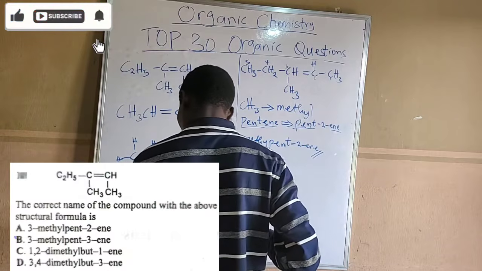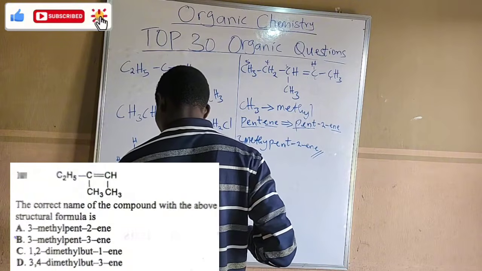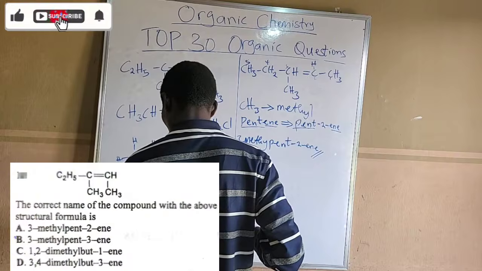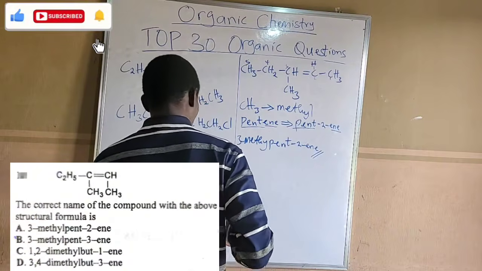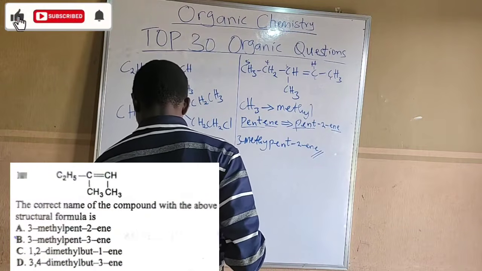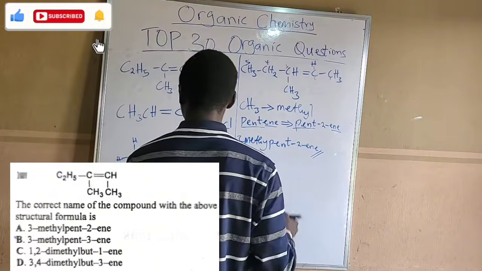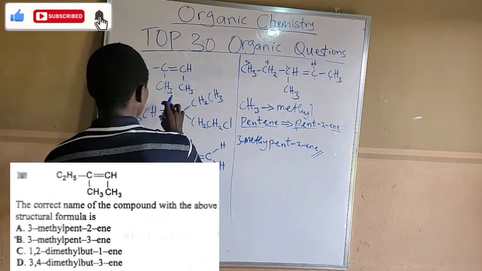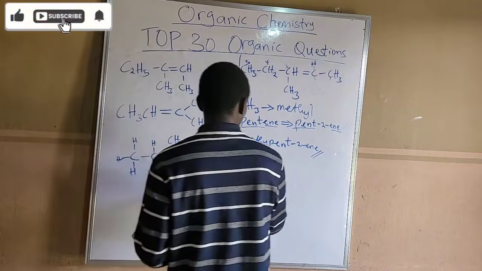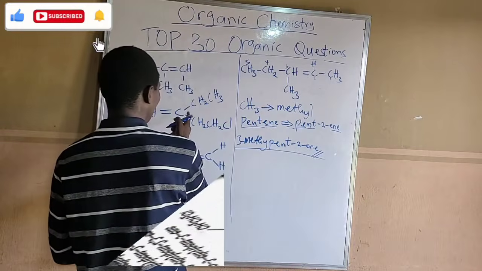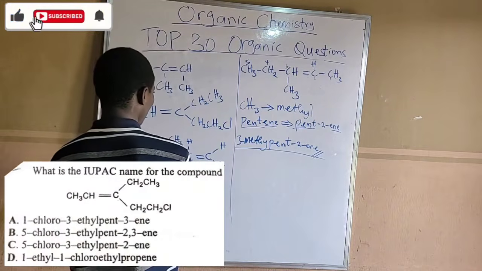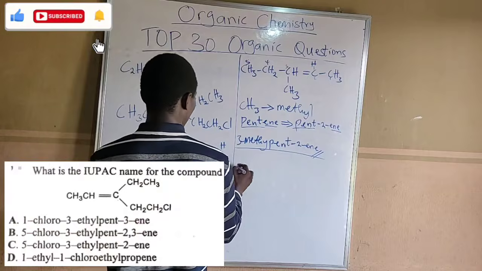And the correct option to that is option what? Option A. 3-methyl-pent-2-ene. Yes. Okay. So let's name this next one. To name this, I need to break this further for you to understand. So let's write it out. We have CH3.